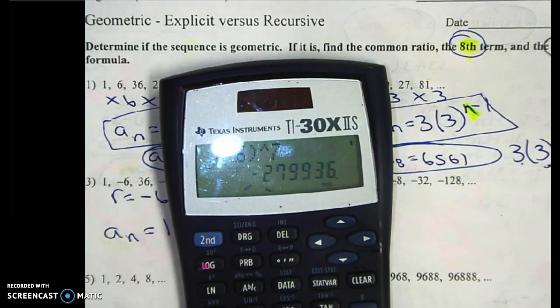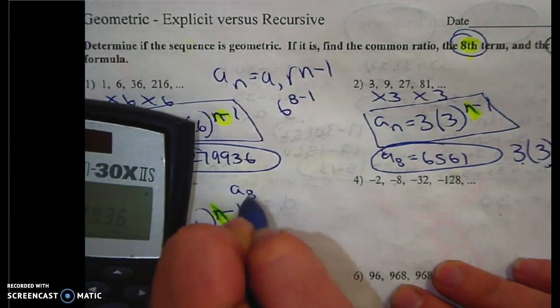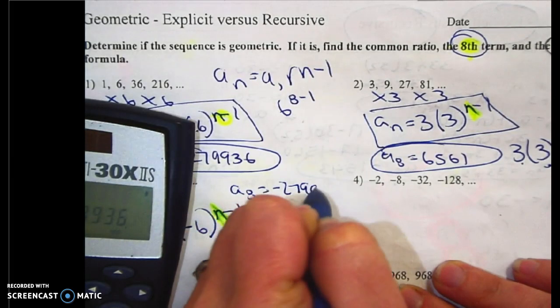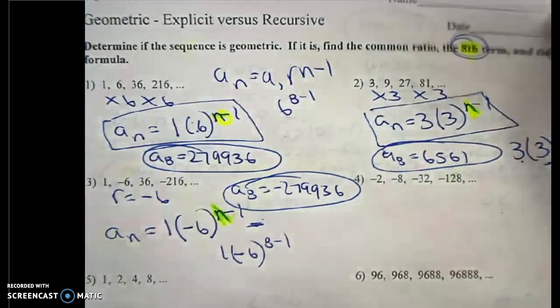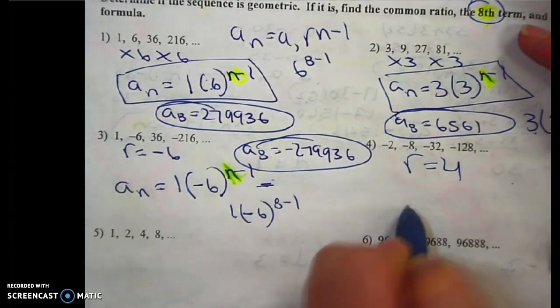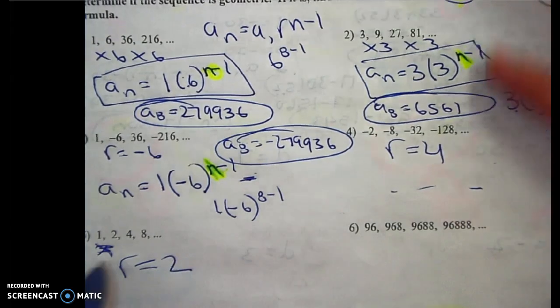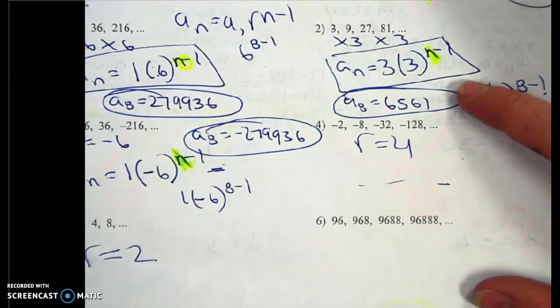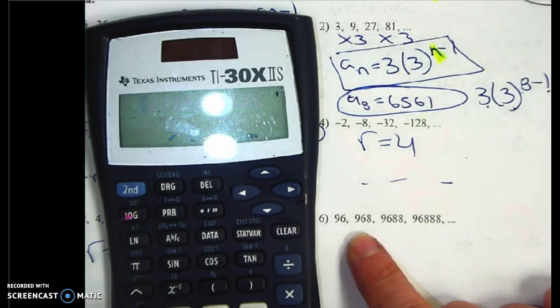Okay? And that's negative 279, which makes sense. So a sub 8 equals negative 279,936. Okay? For the rest, just be good at finding the ratio. The ratio is 4. This one, the ratio is 2.